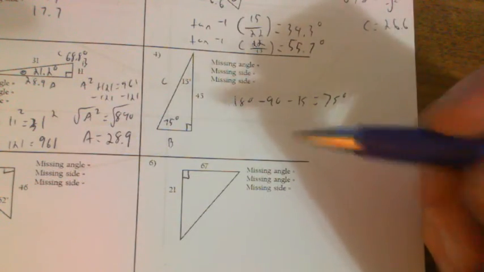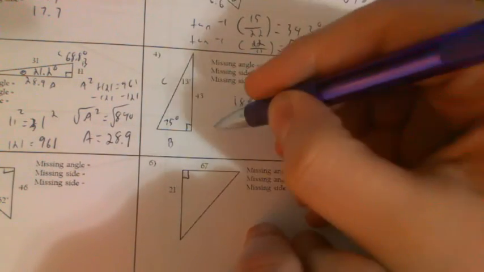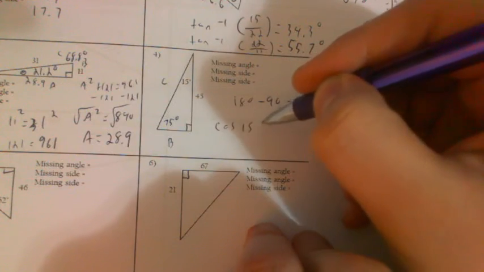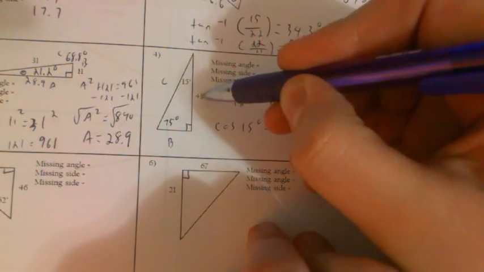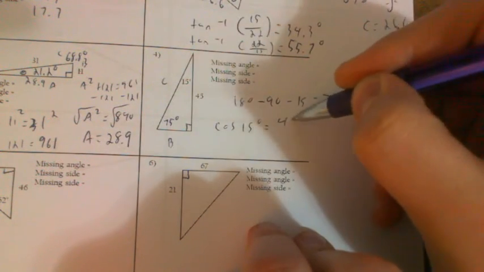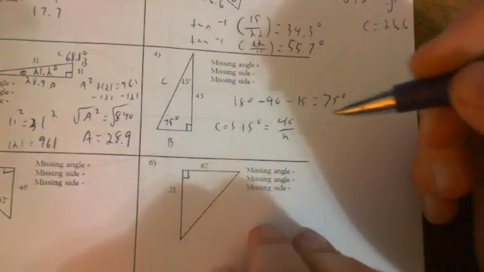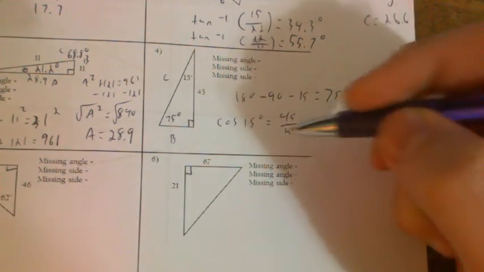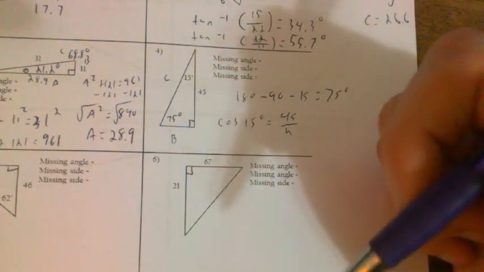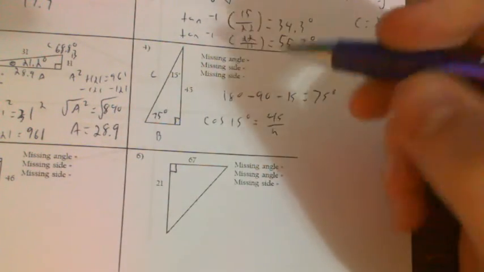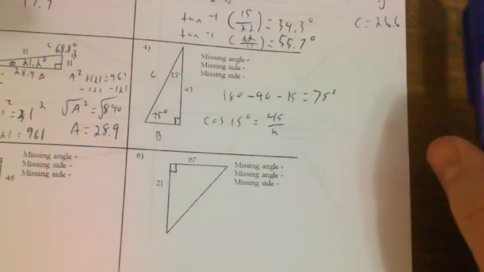So I'm going to start with cosine. So 15 degrees here. We know that the cosine of 15 degrees is going to equal, cosine is adjacent over hypotenuse. So that's going to be equal to 45 over the hypotenuse. I should have marked this with a C, actually, but it's fine. So this mathematically will help us set up to find out what our hypotenuse's length is.